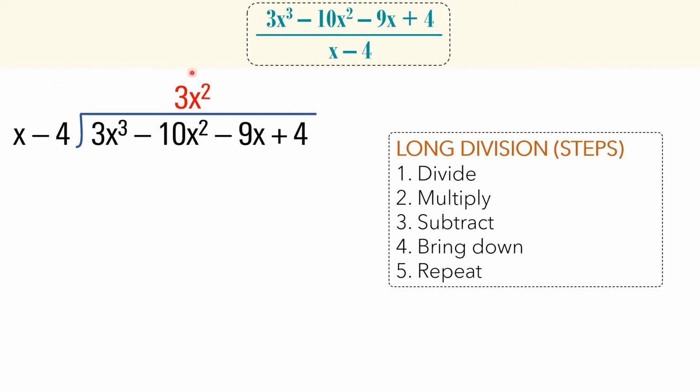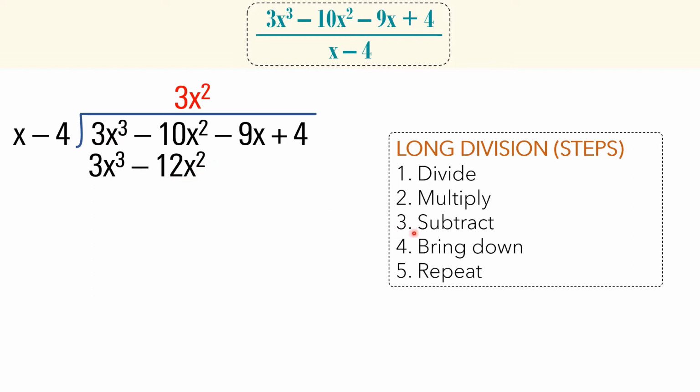So we got 2. Then after that, second step, multiply. We will multiply this quotient to the binomial or the divisor. So 3x squared times x will give us 3x cubed. And we will write that below the first term. Then 3x squared times negative 4. So 3 times 4 is 12. And it is negative. Therefore, we'll have negative 12x squared.